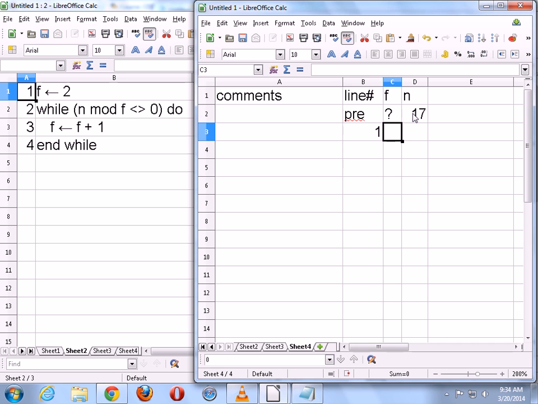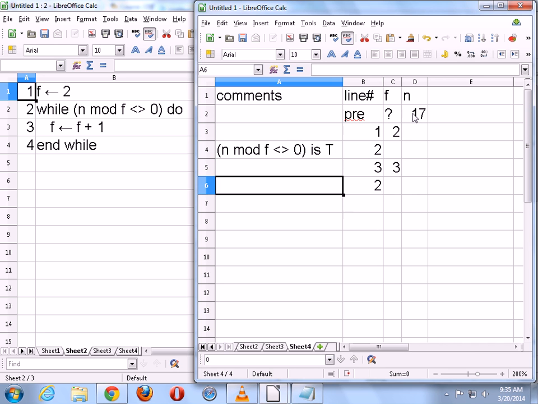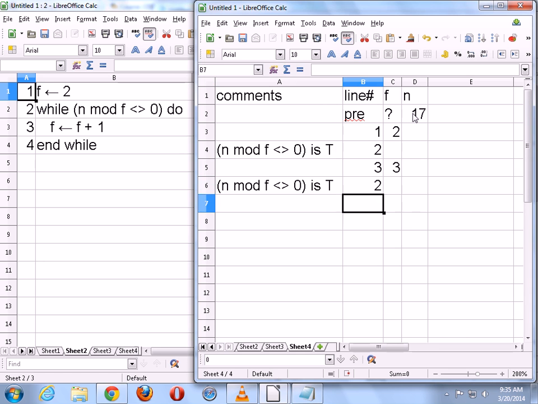Line 1 initializes f to 2. Line 2 evaluates the condition. N mod f is different from 0 is true. Go to line 3, bump f up to 3, go back to line 2. What about this one? 17 divided by 3, does it have a remainder that is non-zero? Yes. Okay, go back to line 3.